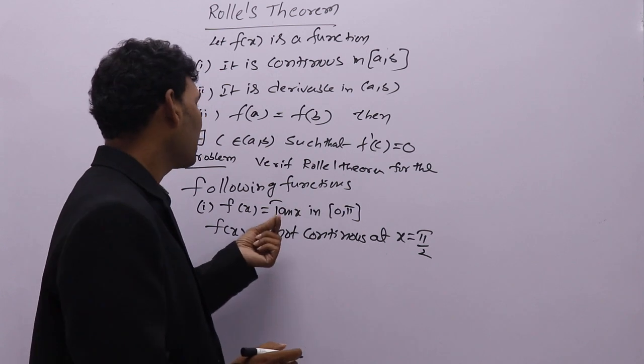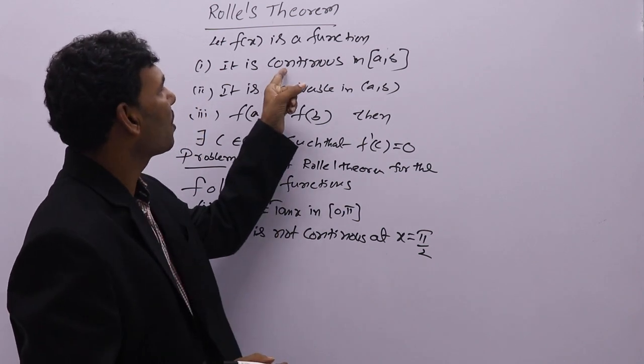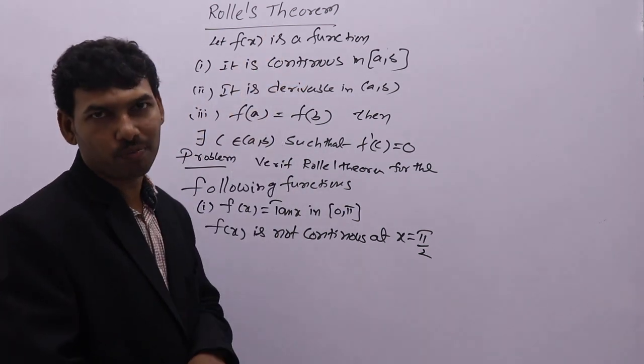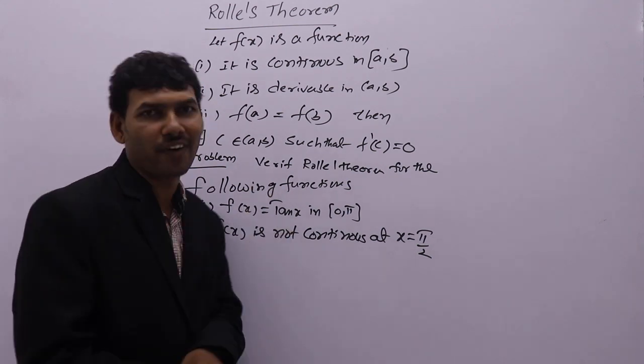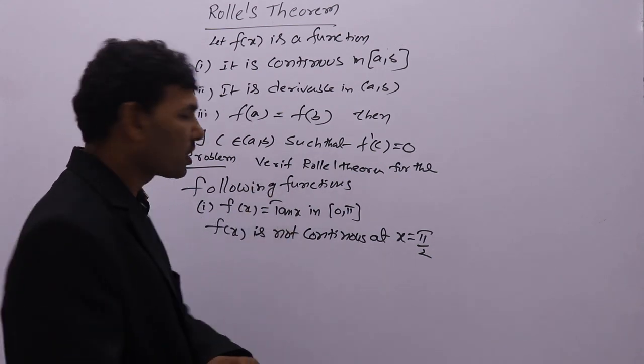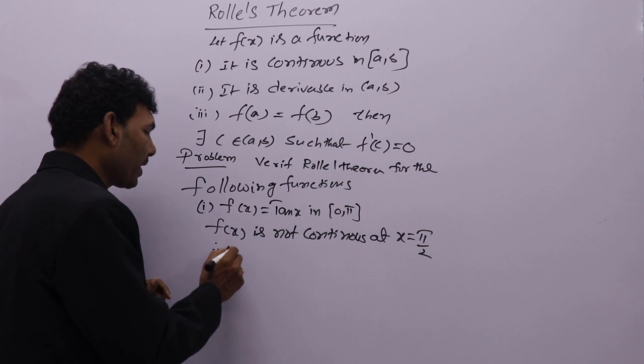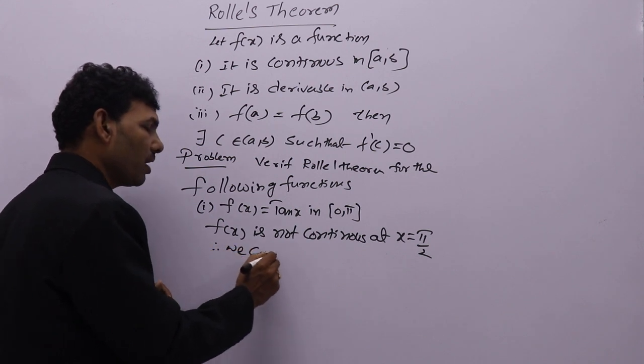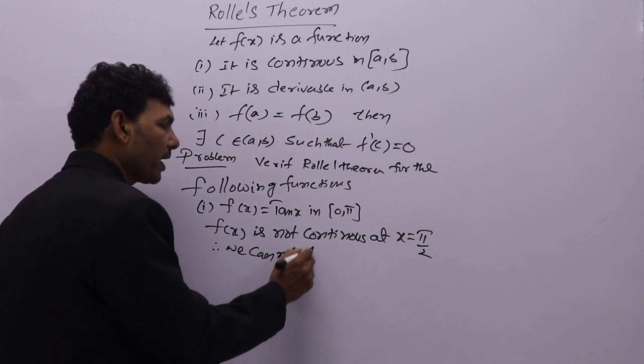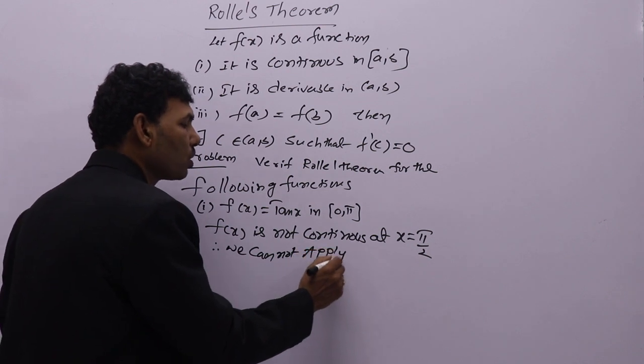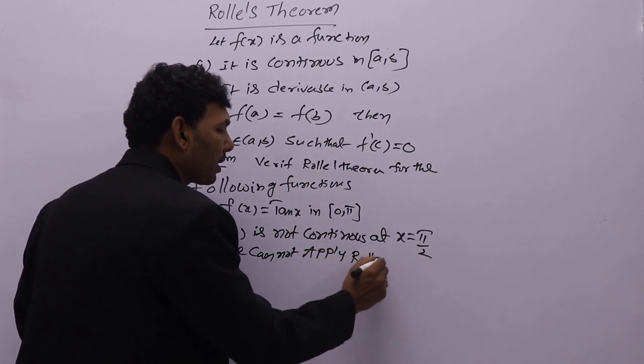That means f does not satisfy the first condition of Rolle's theorem. F fails to satisfy condition 1 of Rolle's theorem. Therefore, we cannot apply Rolle's theorem for the given function.